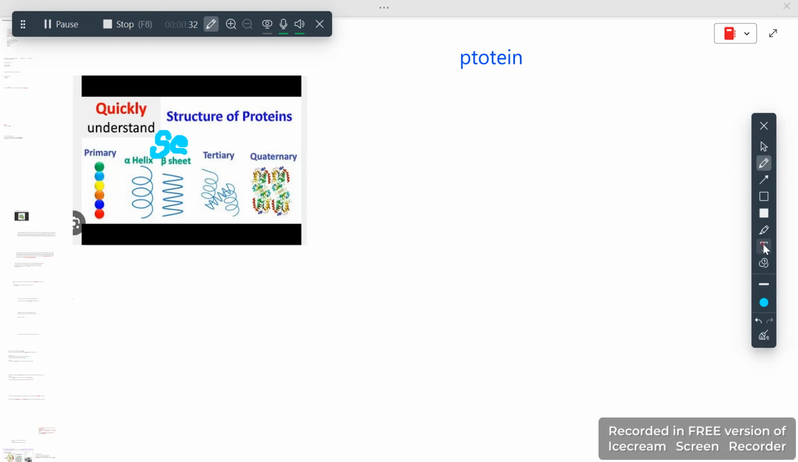So let's start with the primary. You can look at the picture to get the concept by picture. So primary is like a linear sequence. Linear means straight. So you can look at the picture, you can see the primary structure is linear, or straight. So we can call this a linear sequence of structure, or of amino acid.